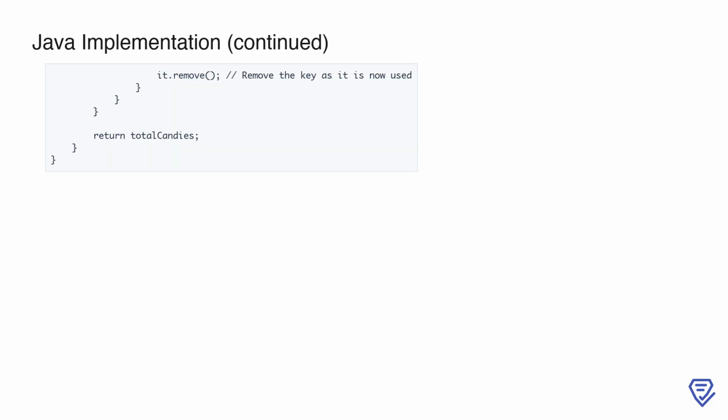When a key is used to open a box, it's removed from the collected keys set to prevent it from being reused unnecessarily. This process continues until the queue is empty, meaning there are no more boxes left to process. At that point, we've collected all the candies we can access, either directly or indirectly, through the boxes and keys. The method then concludes by returning the total candies value, which represents the maximum number of candies we can collect.